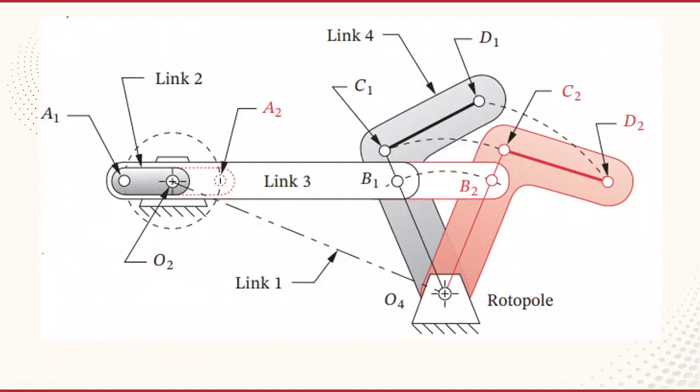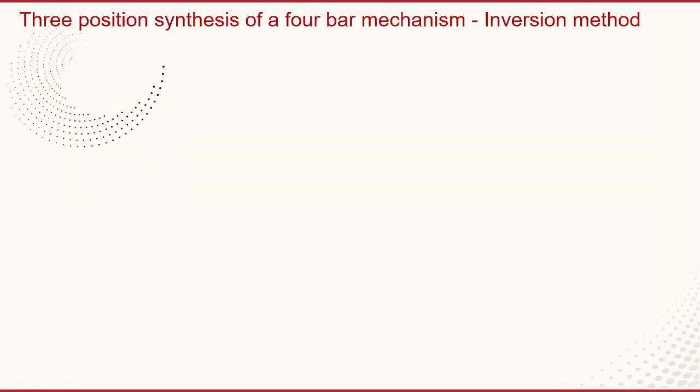So this is the real linkage of the problem, the one we constructed earlier. Now you see this bell crank. The bell crank is moving from the initial position to the final position. That angle is given as 45 degrees. Now, coming to the next problem, that is a 3-position synthesis of a 4-bar mechanism.